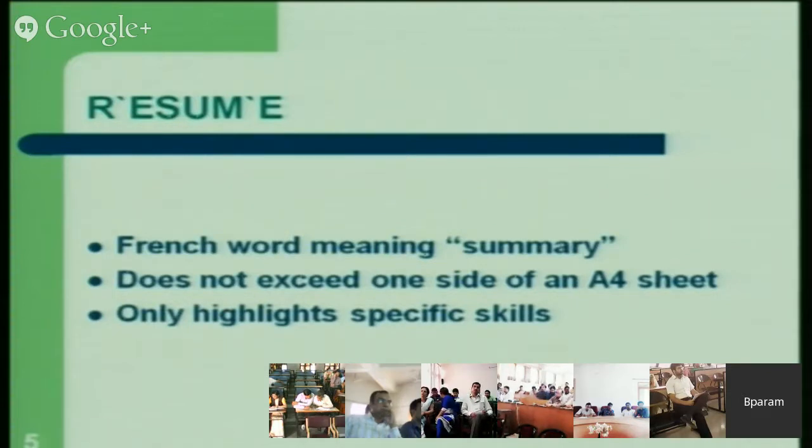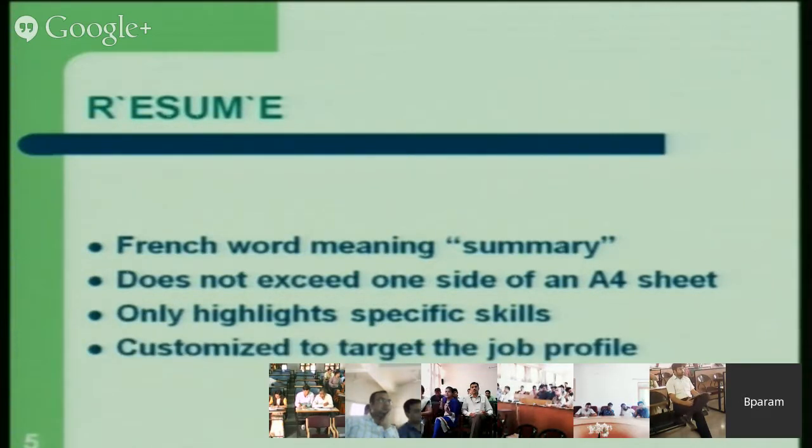It highlights only specific skills. I also told you how we identify specific skills, and I'm going to tell you how freshers can have those specific skills. Job titles के लिए कैसे freshers, how can they reflect it in their resume? That also I'm going to tell you. But let me first differentiate between the types of resume. The next point on the resume slide is it is customized to target the job profile. So that brings me to the point that an individual can have any number of resumes throughout his or her professional career, unlike a biodata or a CV.